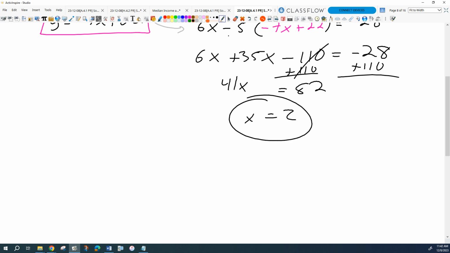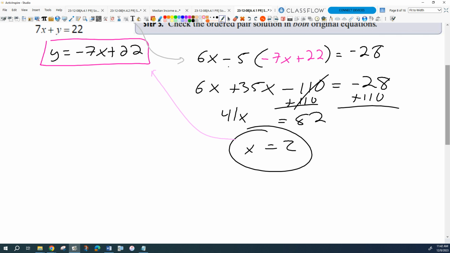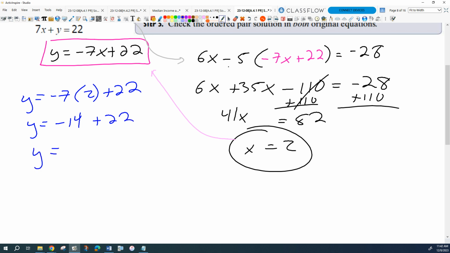Okay, as soon as we solve for one variable, where do we immediately go? Back to the box. You betcha. We're going back to the other equation, and we've already solved that for y, so it makes it really easy for us to just plug and chug. I just plug that value of x in to find the corresponding value of y. So y is equal to negative 7 times 2 plus 22. So that's negative 14 plus 22. What is that? 8.